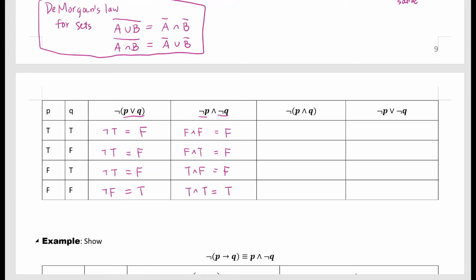So far, so good, everybody. And you can see they are the same. So the truth table values are the same. Then those two propositions are equivalent.